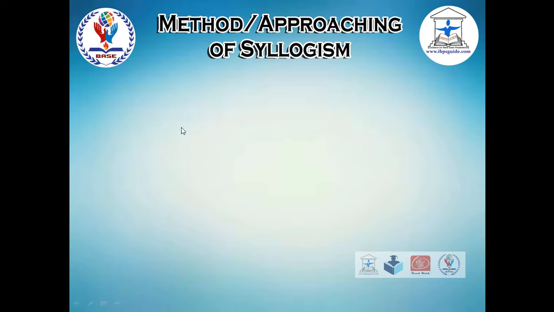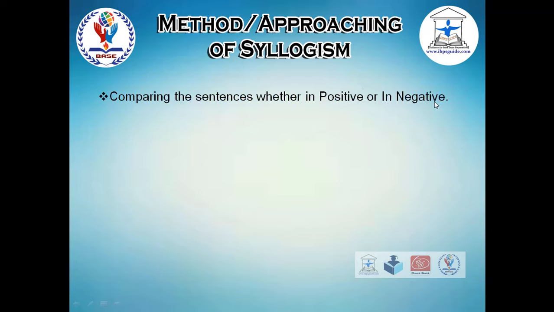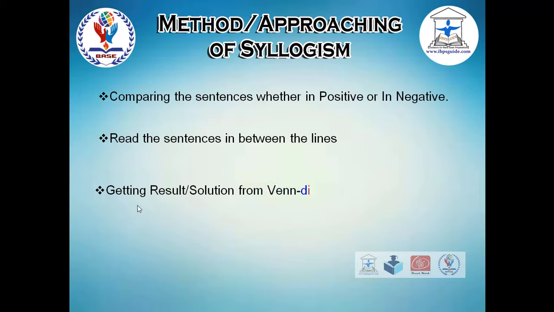While solving the questions in syllogism, we have to consider three major points. First, we have to consider the sentences in the conclusion, whether all are positive or negative. Then we have to compare it with the sentences in the statement. The second part is to read the sentences in between the lines, both in the conclusion part and also in the statement part. That is, understand the sentences in the conclusion and then compare them with the sentences in the statement. The third part is getting a result or solution from the Venn diagram.